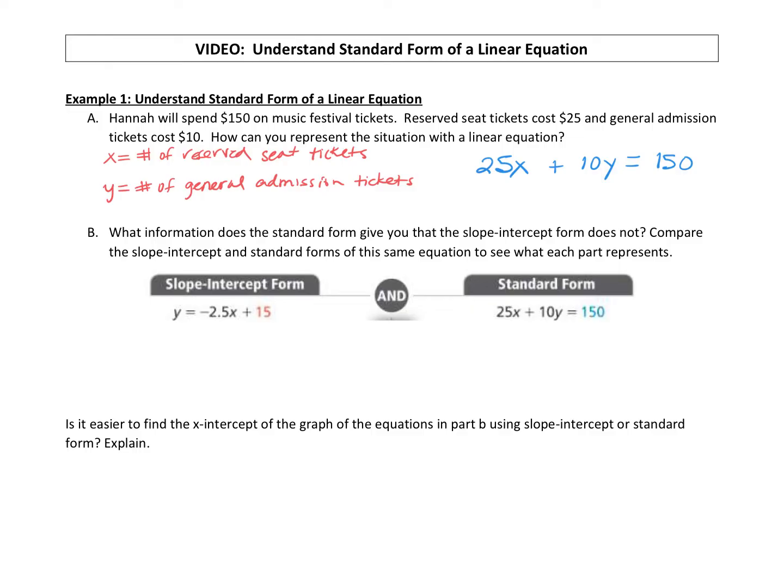So we are representing the situation with a linear equation right here. This is standard form. This is what standard form looks like. You have your Ax plus your By equals C.